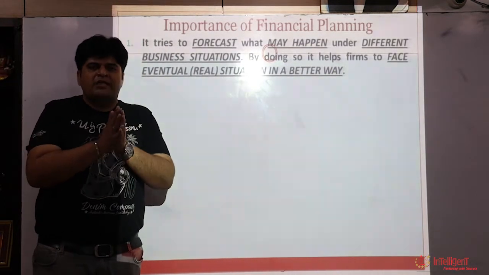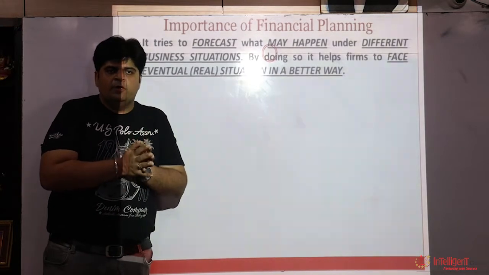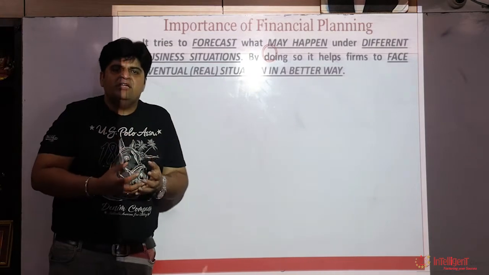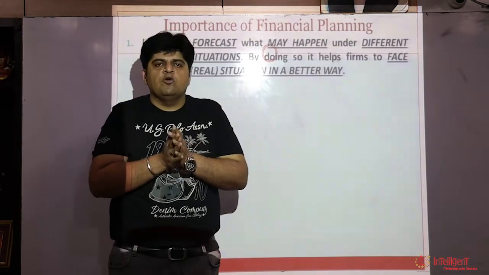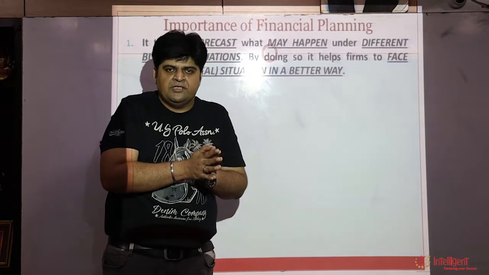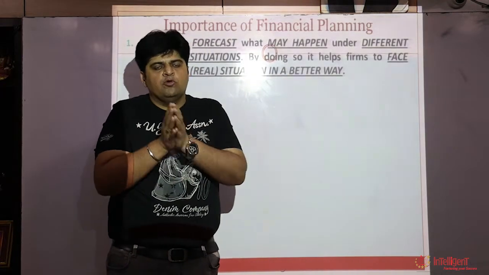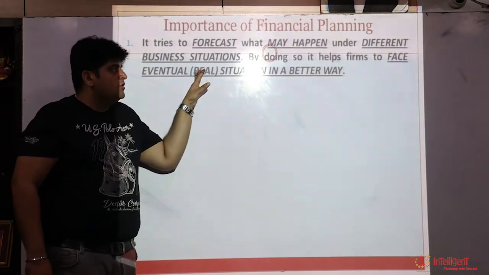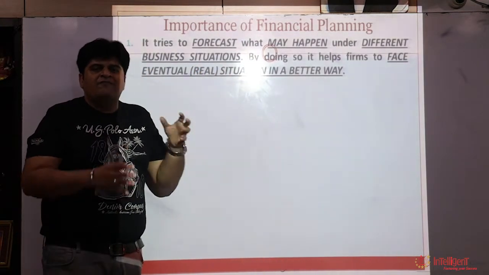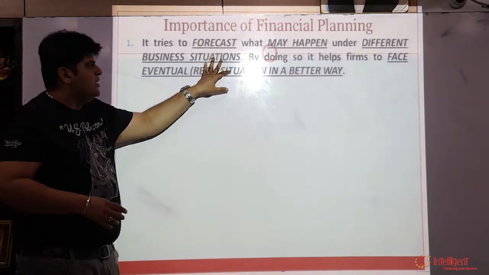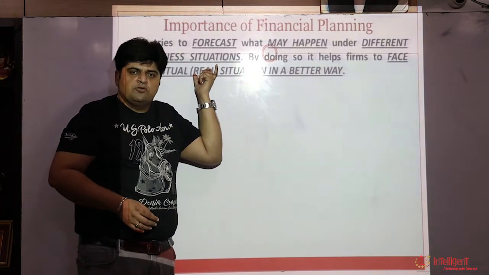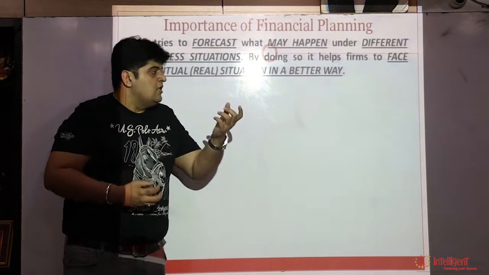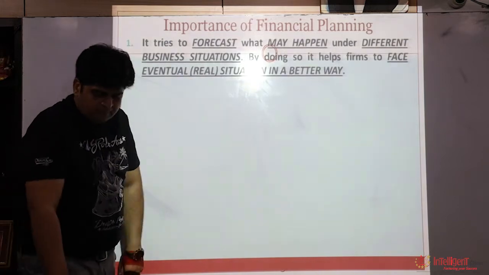Say, for example, a statement is coming from an industry expert that the growth is perceived at 8%. When I say growth is perceived at 8%, that does not mean that the growth of the business will be exactly 8%. The growth could be 16%, the growth could also be 5%. But when you get this kind of data, it is most important that you prepare for the same. And financial planning helps in forecasting what may happen under different business situations, and it helps you to face the eventual situation in a better way. Eventual means real situation.